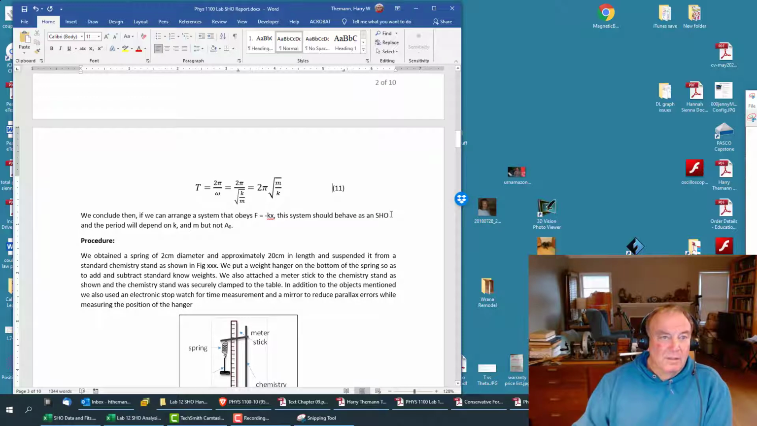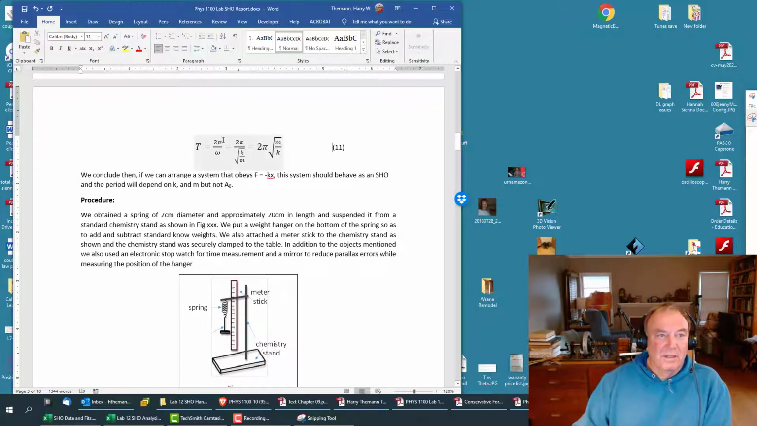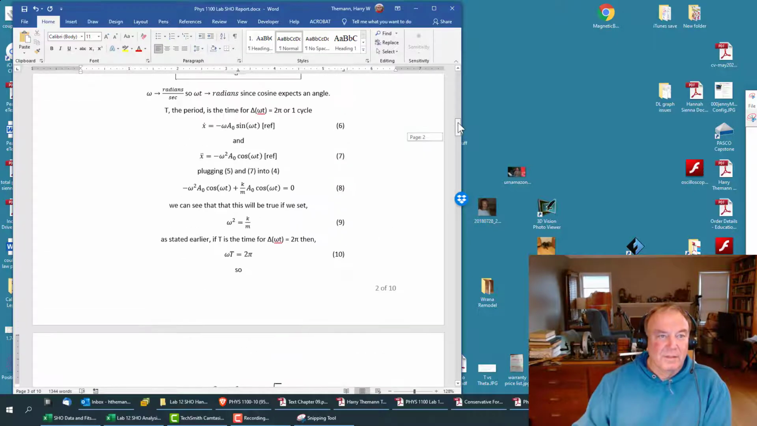Okay. And so then we conclude, if we arrange a system that obeys F equals negative kx, this system should behave as a simple harmonic oscillator with a period. And the period of it will depend on k and m, but not on A sub 0, not on the amplitude, because you see the amplitude's not in there.